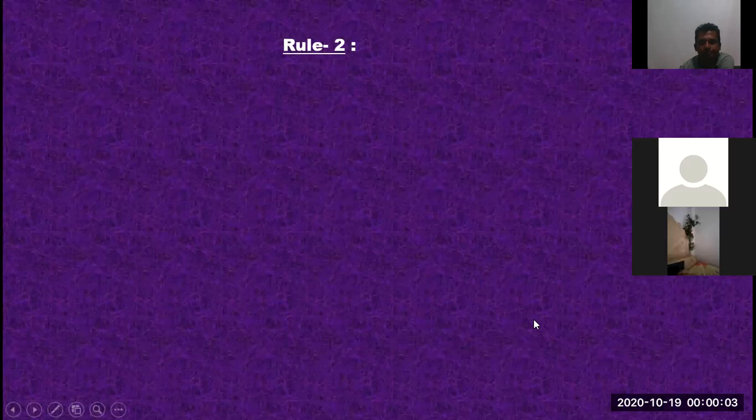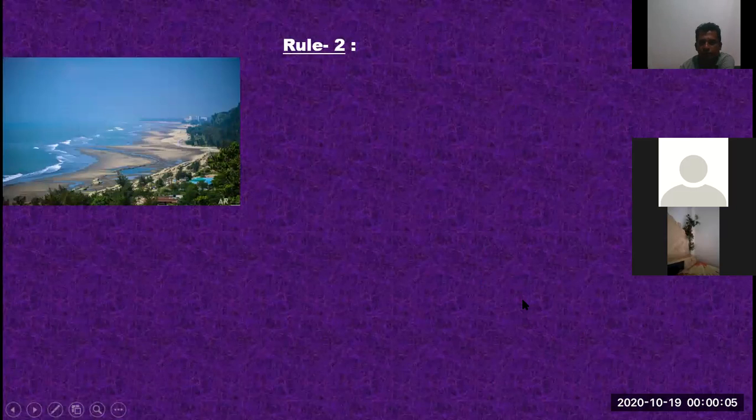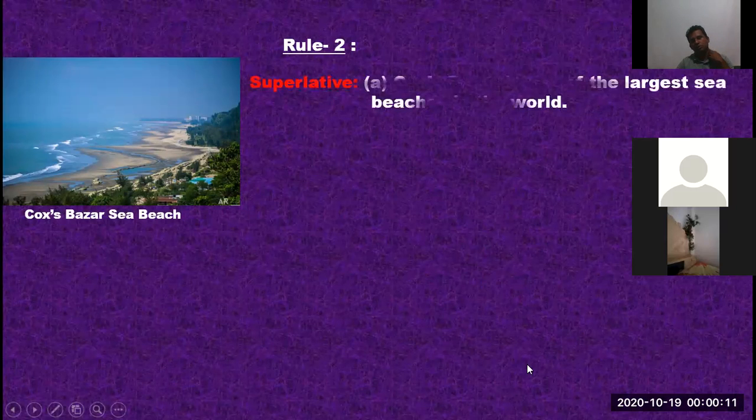Rule 2. Look at the picture. Cox's Bazar Sea Beach. The example of superlative: Cox's Bazar is one of the largest sea beaches in the world.